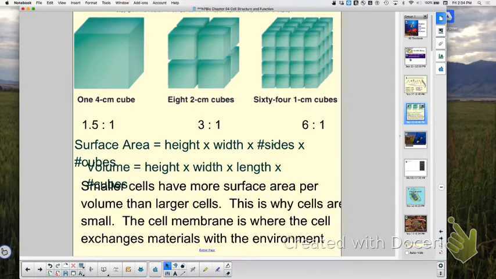Okay, but we want to understand why cells are so small, and we know cells are so small because they need a very large surface area per volume inside in order for them to function. Because all what? Transfer. Give me an E word. Exchange takes place across the cell membrane, right?